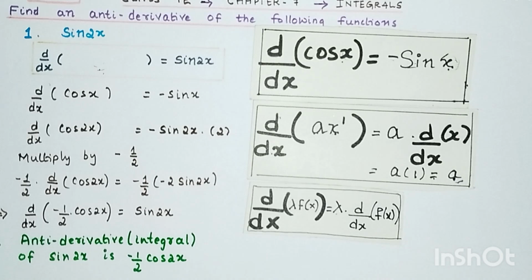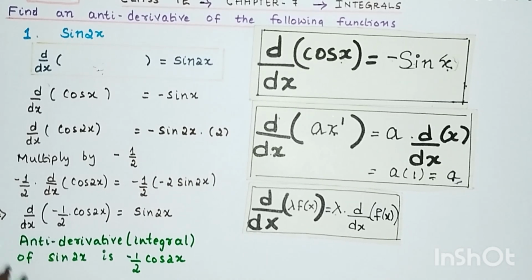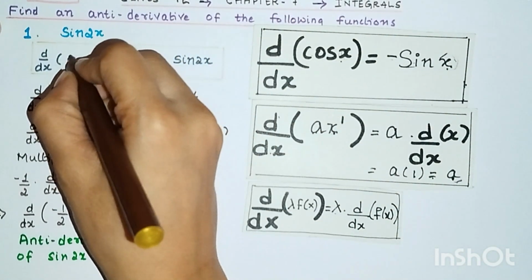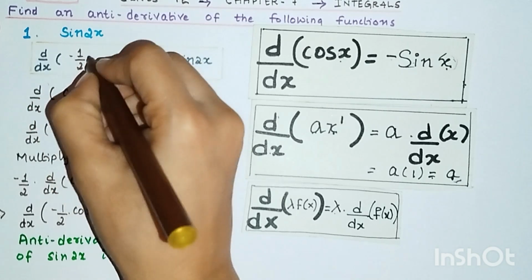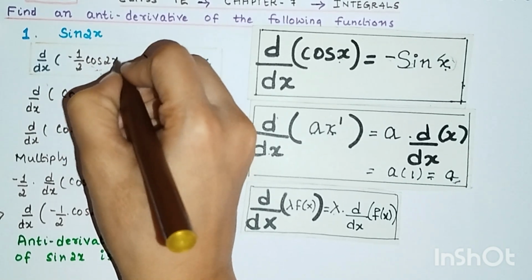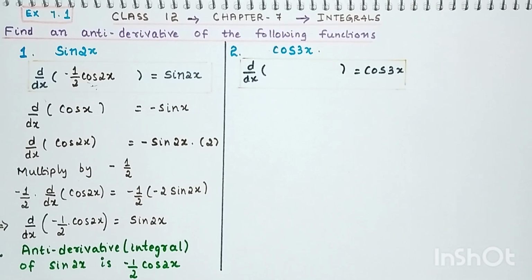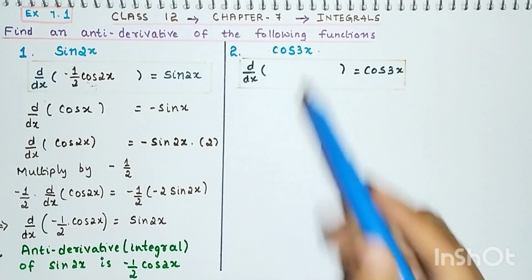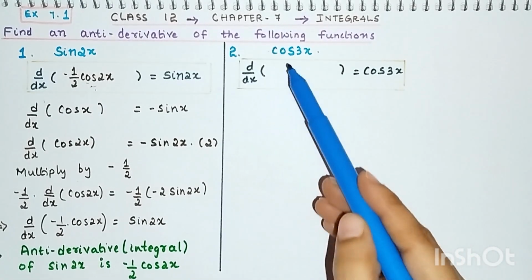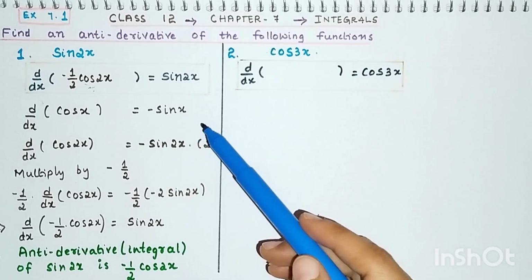So this completes the first question. So we will also write here: the derivative of minus 1 by 2 cos 2x is equal to sin 2x. Now the second function, cos 3x. They have given another trigonometric function. We have to find an antiderivative of this.